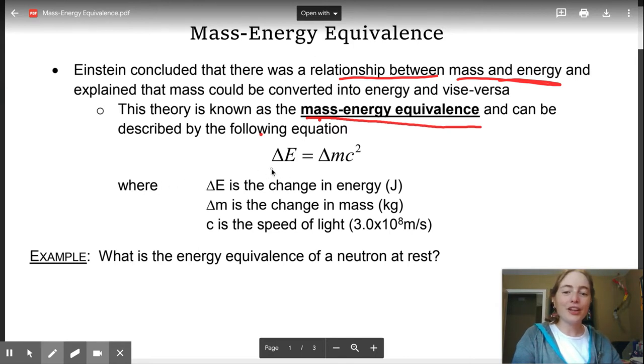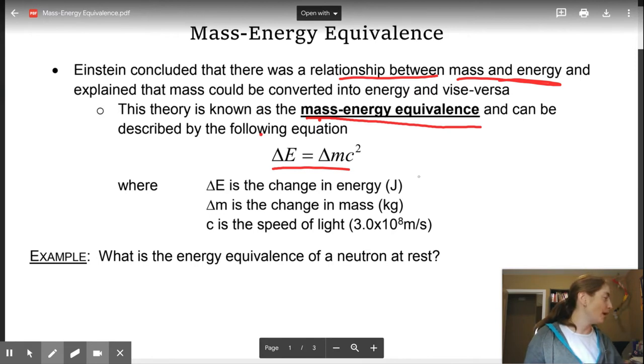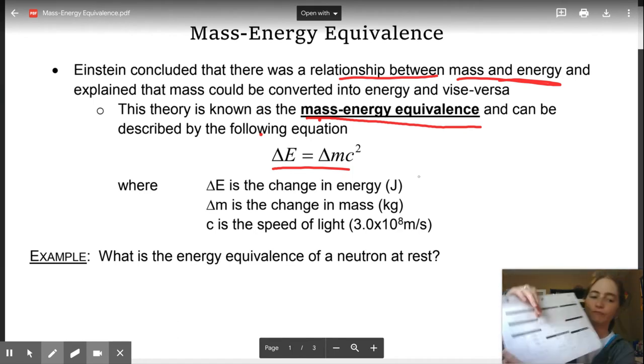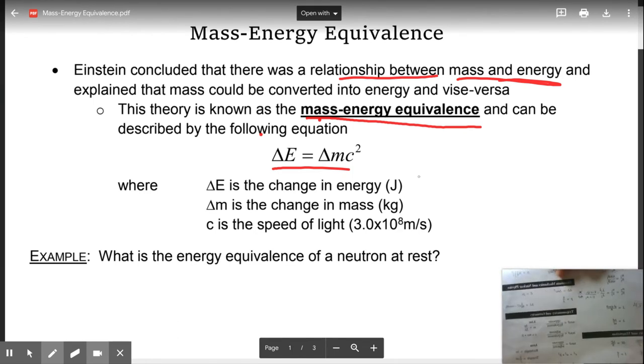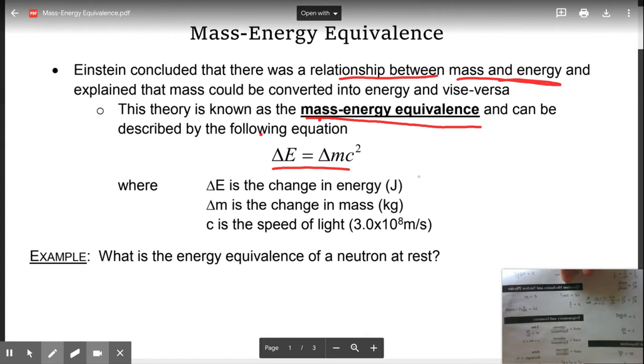So your equation is delta E equals delta m c squared. And you can find that on your lovely data sheets, which you can find right up there in your quantum mechanics, right there.